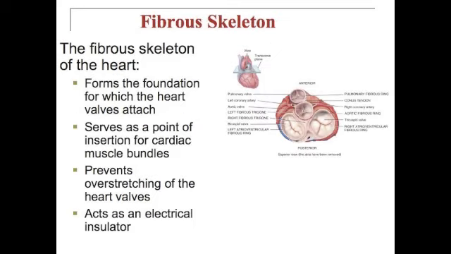The heart has a fibrous skeleton. The fibrous skeleton of the heart forms the foundation to which the heart valves attach, serves as a point of insertion for cardiac muscle bundles, prevents overstretching of the heart valves, and acts as an electrical insulator. So this is figure 20.5 on page 735, and we can see that fibrous rings support the four valves of the heart that are fused to one another.